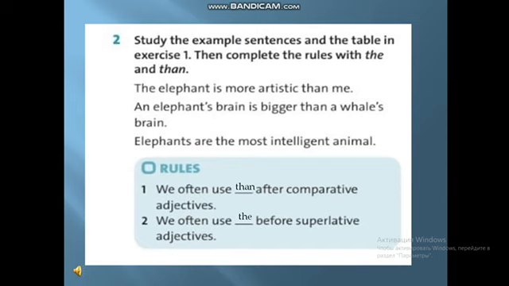An elephant's brain is bigger than a whale's brain. Elephants are the most intelligent animals. So, now we have rules. The first one, we often use than after comparative adjectives. And we often use the before superlative adjectives.